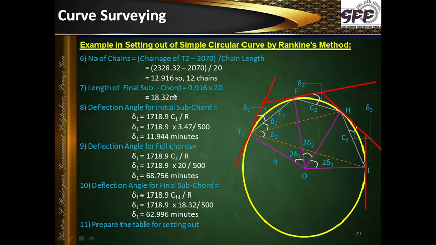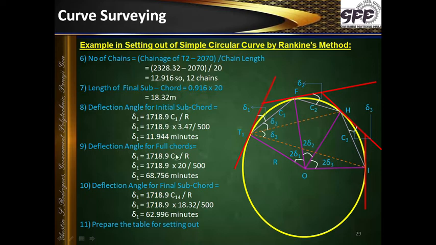What about the last final subchord, which is 18.32 meters? What would be the delta for that one? If I use the same standard formula, delta 14 would be 1718.9 into C14 divided by R. So delta 14 is equal to 1718.9 into the last length, 18.32, divided by R, which is 500. So delta 14 would be 62.996 minutes.